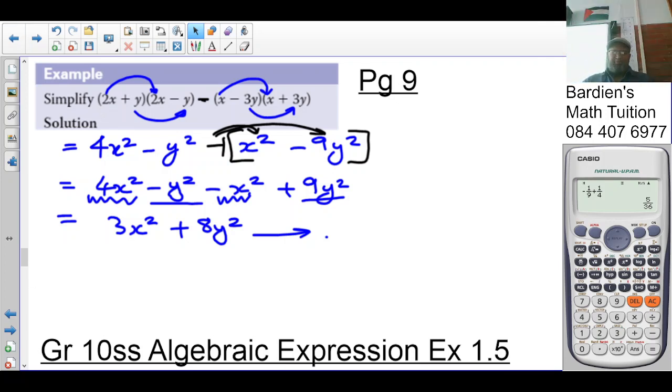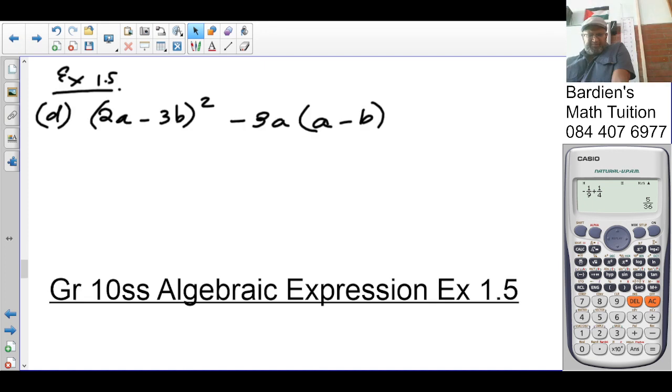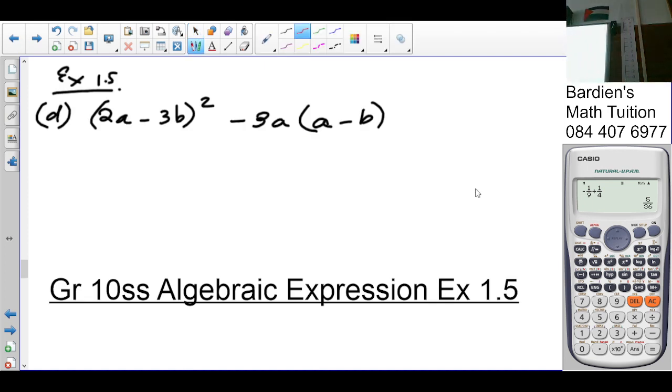I'm going to pause the video at this point. Okay. This is out of exercise 1.5D. So what do we have to do first? The binomial square. Not so? So I take the first term and I square it. So what do we get? 4a squared.